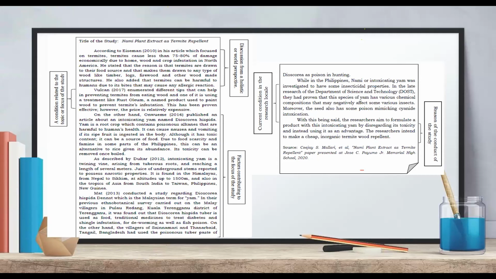From the general idea, the first paragraph, the second paragraph is the condition. So our general idea is the termites. The second paragraph is the prevention, the treatment, which is the condition that we are doing. Then the third paragraph to the fifth paragraph would be the factors. What are the factors or what would be the treatment, what is being used in other studies?